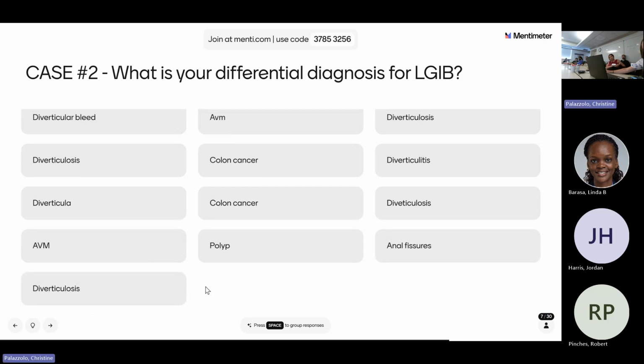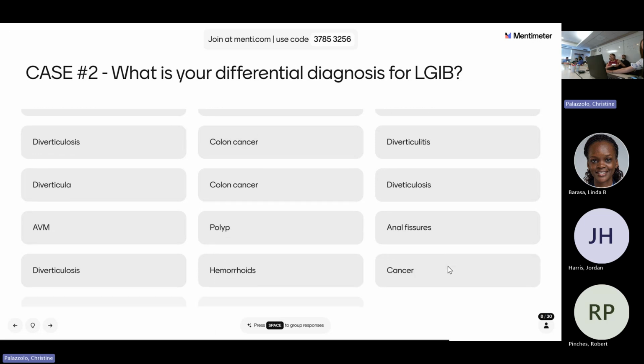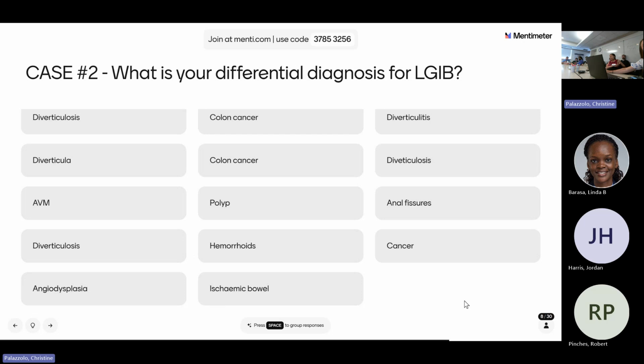All right, so we've got diverticular bleeds. That's going to be your most common cause of lower GI bleeds, right? Someone wrote diverticulitis. You actually really don't see bleeding with diverticulitis. It's more the abdominal pain. There might be an abscess associated with it, plus or minus perforation. But you really wouldn't expect a bleed from that.